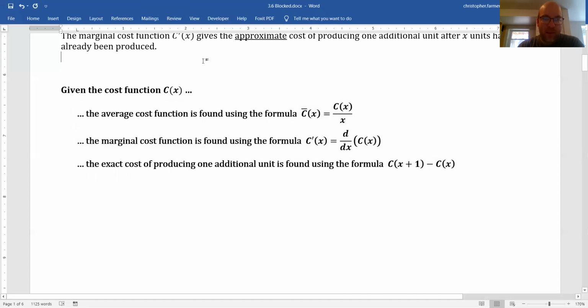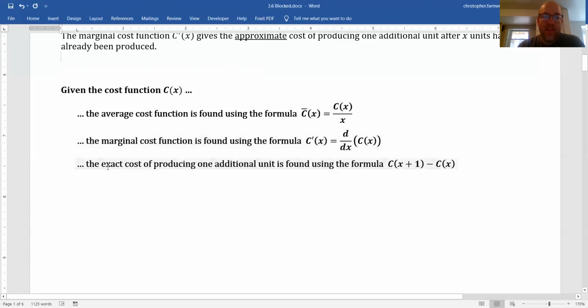We already talked about this up above with the notation. I just wanted to make it as clear as possible. That C prime notation for the marginal cost, that's not a trick question or anything like that. That's just what everybody uses. That is still the derivative. So the marginal cost is found by taking the derivative of the cost function.